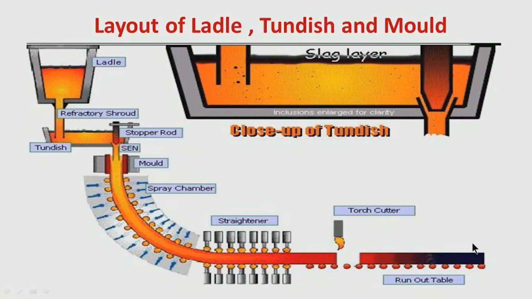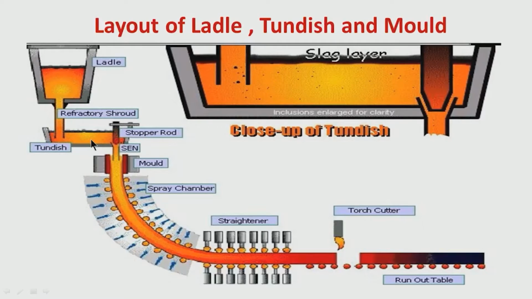So, if you now look into these continuous casting steps, from the ladle liquid steel is coming to the tundish, which is a buffer, because continuously liquid steel has to be fed from the tundish to the mold.